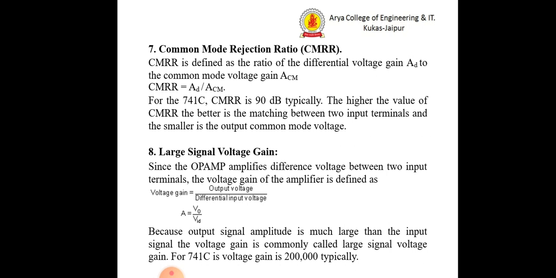Next, the eighth parameter is the large signal voltage gain. Now understand this.